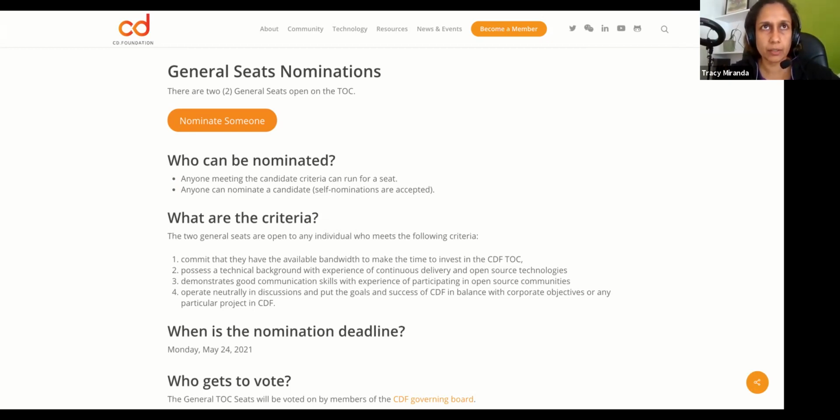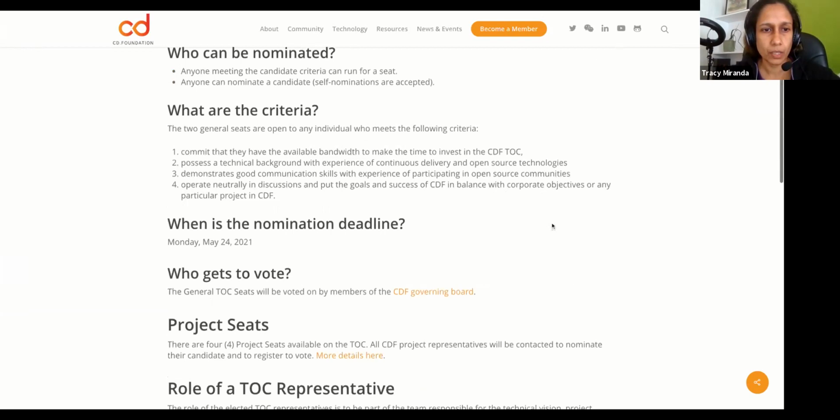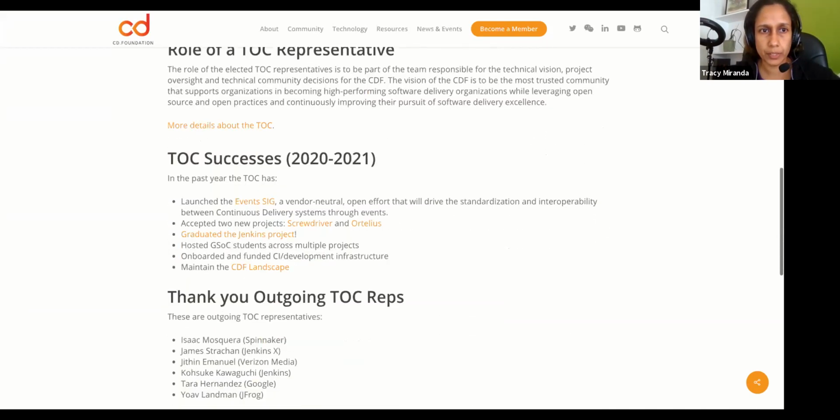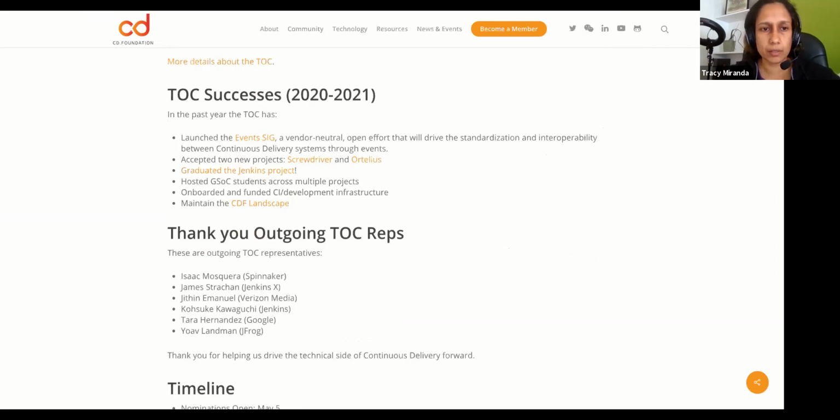And if you click on nominate someone, there's a form where you'll just be asked to provide a few details and why that person would be interested in taking on the role. And so those nominations are open to May 24th. And those are just distinct.